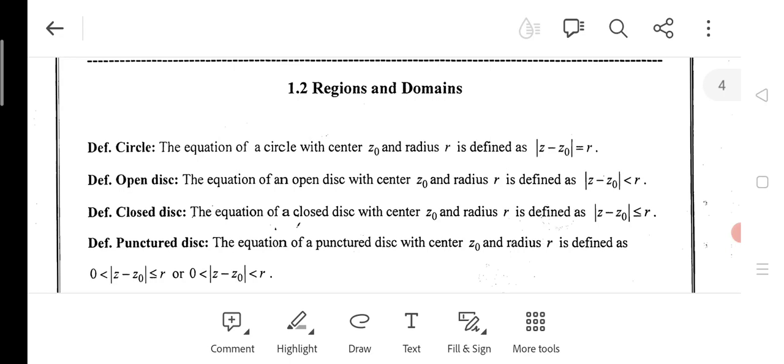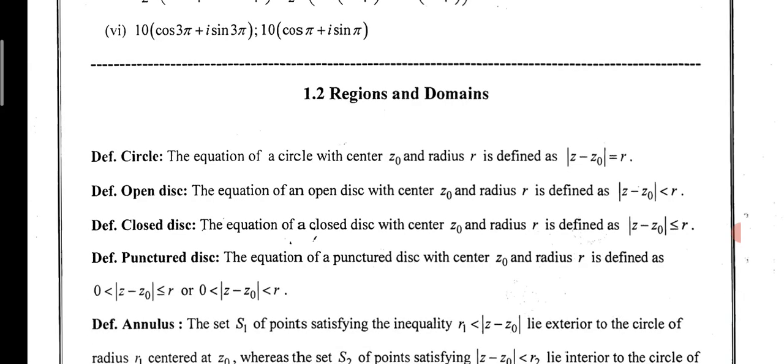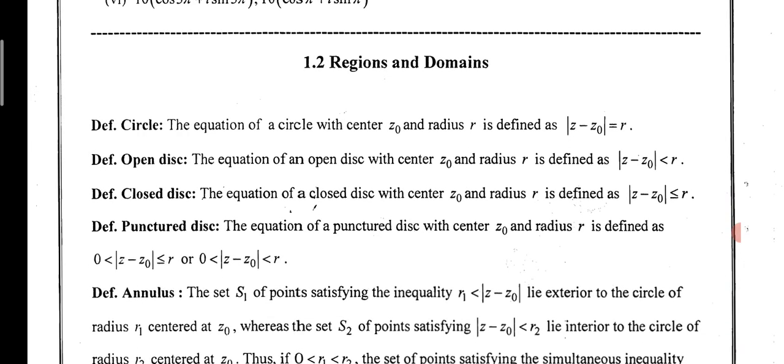The second definition, open disc. The equation of an open disc with center z naught and radius r is defined as mod z minus z naught less than r. This mod z minus z naught less than r is called the open disc.